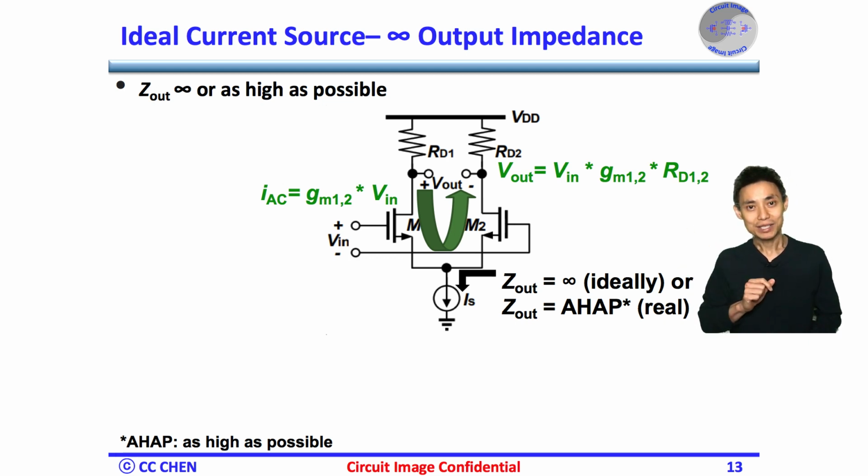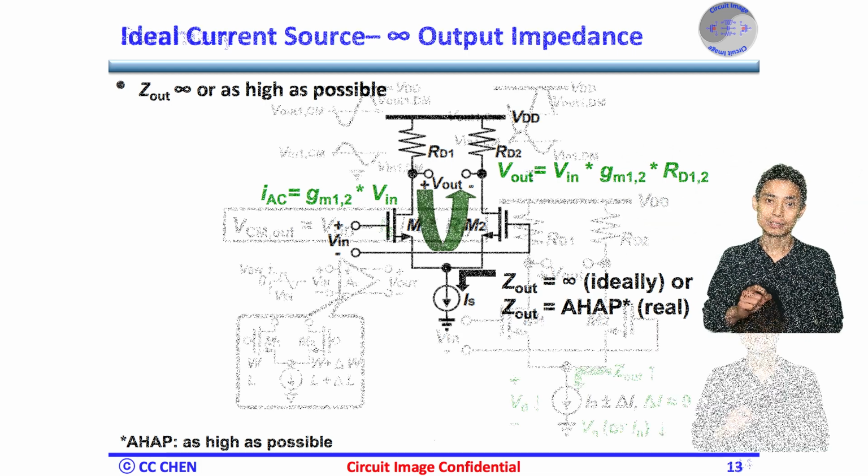If the current source impedance is close to infinity, the AC small signal current will not flow to the current source. Instead, the AC current will only flow through the differential pair M1 and M2, such that the output differential swing will only depend on the input voltage, Vin, and the GM of the M1 and M2 times RD. On the other hand, if the current source impedance is low, then either the amplifier's output swing or gain would be degraded by the current source.